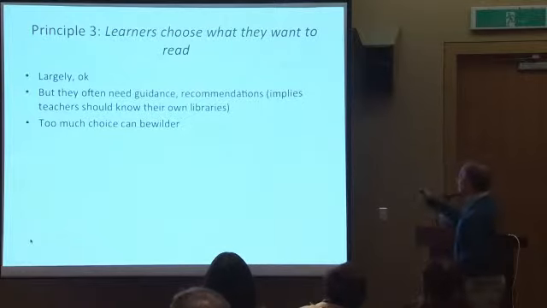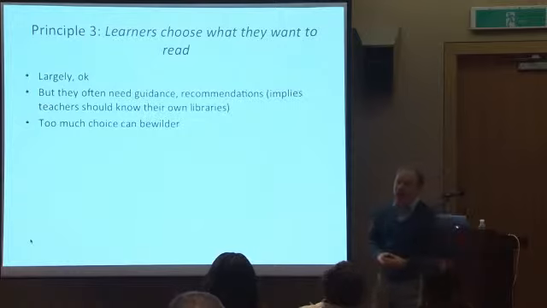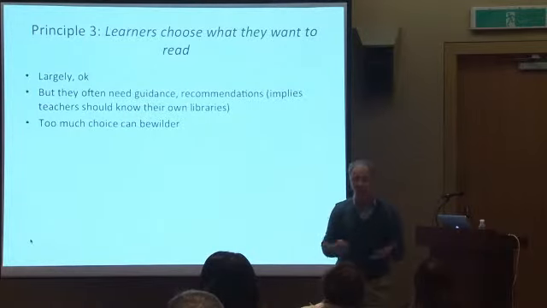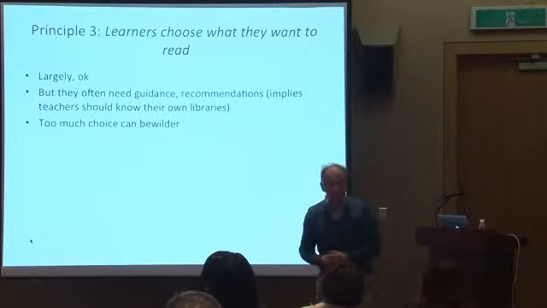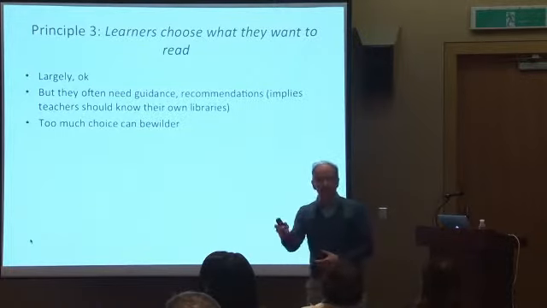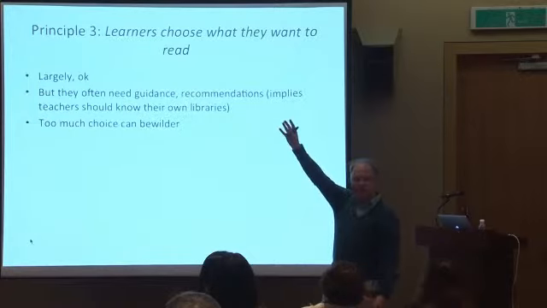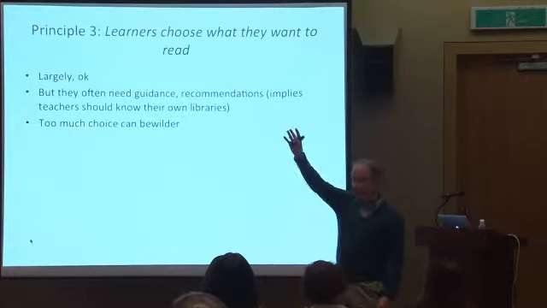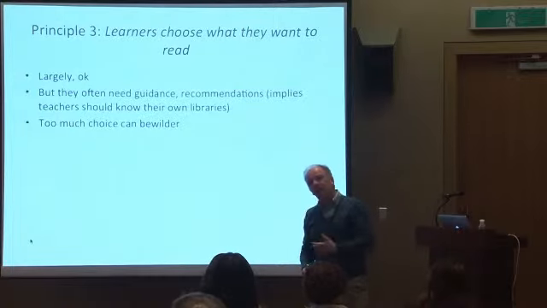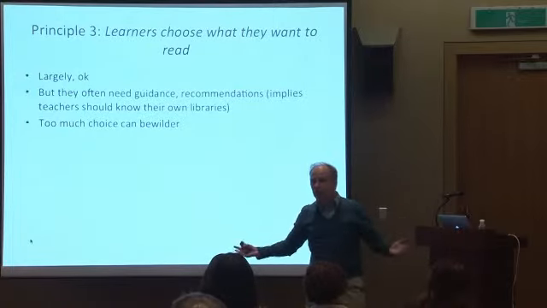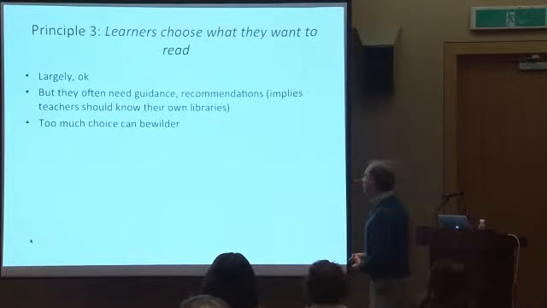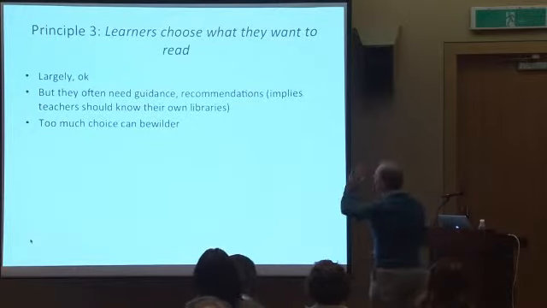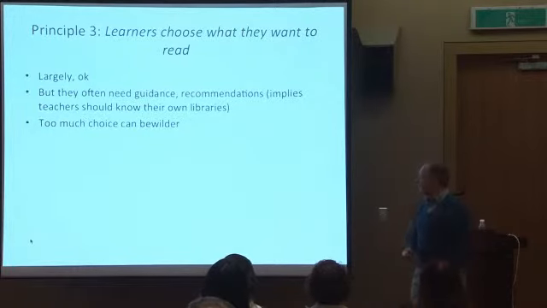But also, learners choose what they want to read, but they need guidance. But the problem with that is that in order to be a good guide for what's in your library, the teachers need to have read all the books in your library. You can't be a guide if you haven't read them, right? And how many people here have read every one of the graded readers in their library, right? I haven't, right? But, you know, we need to invest literally hundreds and hundreds of hours reading these graded readers so we can be a good guide. We don't have that time very often. And as I said, too much choice can bewilder. But basically, yes, learners choose, that's fine.